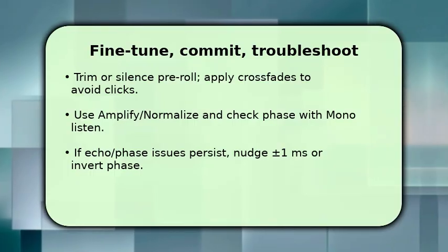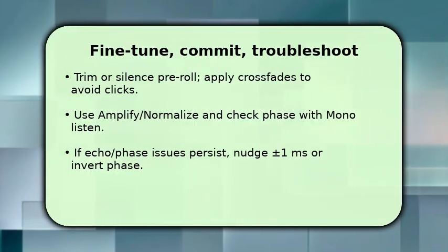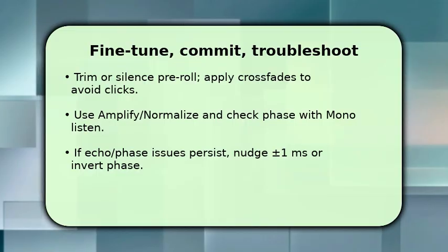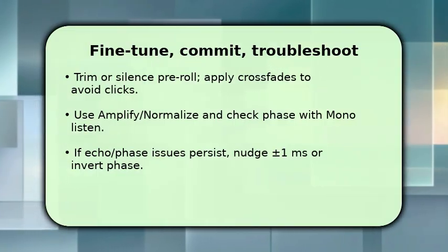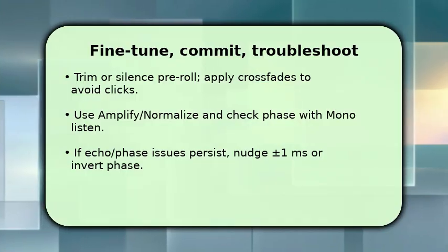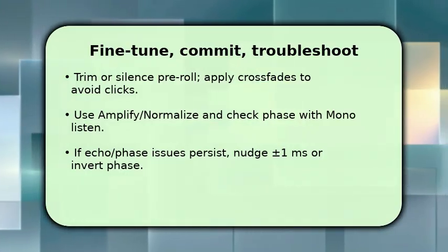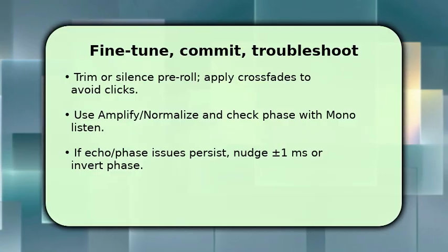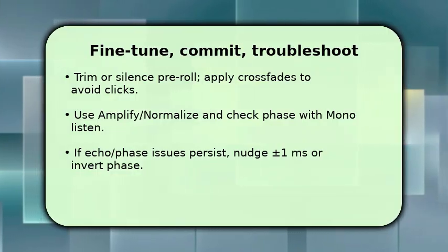Listen in mono to reveal phase problems. If halves cancel, invert one track's phase and recheck alignment. For stubborn echo or comb filtering, nudge the track by small increments. Start with plus or minus 1 millisecond to find the sweet spot. Once satisfied, export a mixed track.